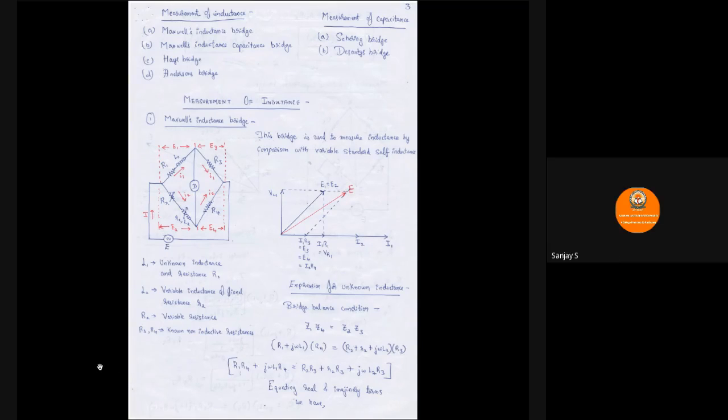Okay, in the previous session, we have covered sources and detectors and general bridge balance condition for any AC bridge. So in today's session, let us see measurement of inductance and measurement of capacitance. In measurement of inductance, we have Maxwell's inductance bridge, Maxwell's inductance capacitance bridge, Hayes bridge, and Anderson's bridge. For measurement of capacitance, we have Schering bridge and de Sauty's bridge.